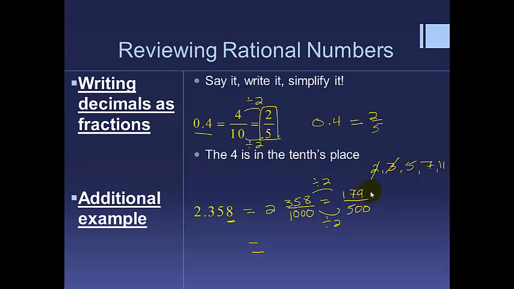And I can't do 5 because that doesn't end in a 0 or 5. Not sure about 7, but let's see what we can do. 7 goes into 17 2 times. So I know it's not going to go in evenly because 7 doesn't go into 39 evenly. So for right now, let's just leave it as 179 over 500.